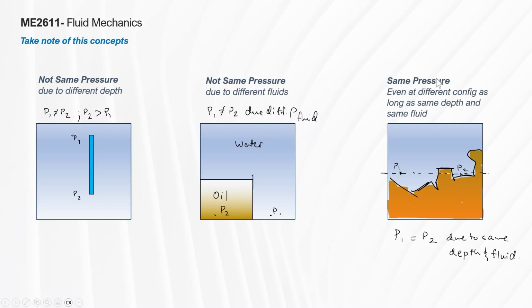And the other part is because for P1 and P2 here, even at an uneven surface, even at different configuration, as long as the same depth, same fluid, they experience the same pressure. P1 should be equal to P2 because they have the same depth and they're operating in the same fluid. Just through this parang rock. Okay?